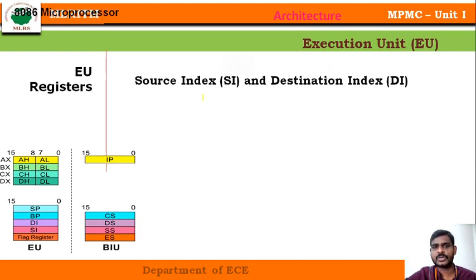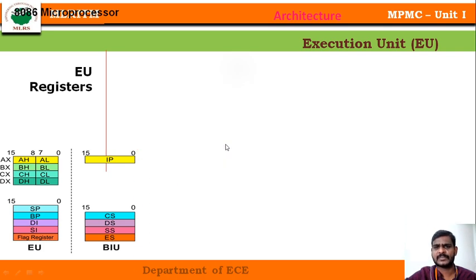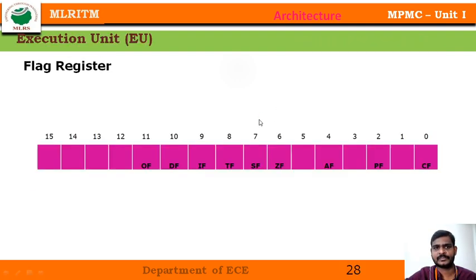Then the source index and destination index, these are used for indexing an address, which is used to specify, as I said, any looping operations or jump operations. Then the flag registers. As we said, even though it is a 16-bit register, only 9 flags are going to be used.